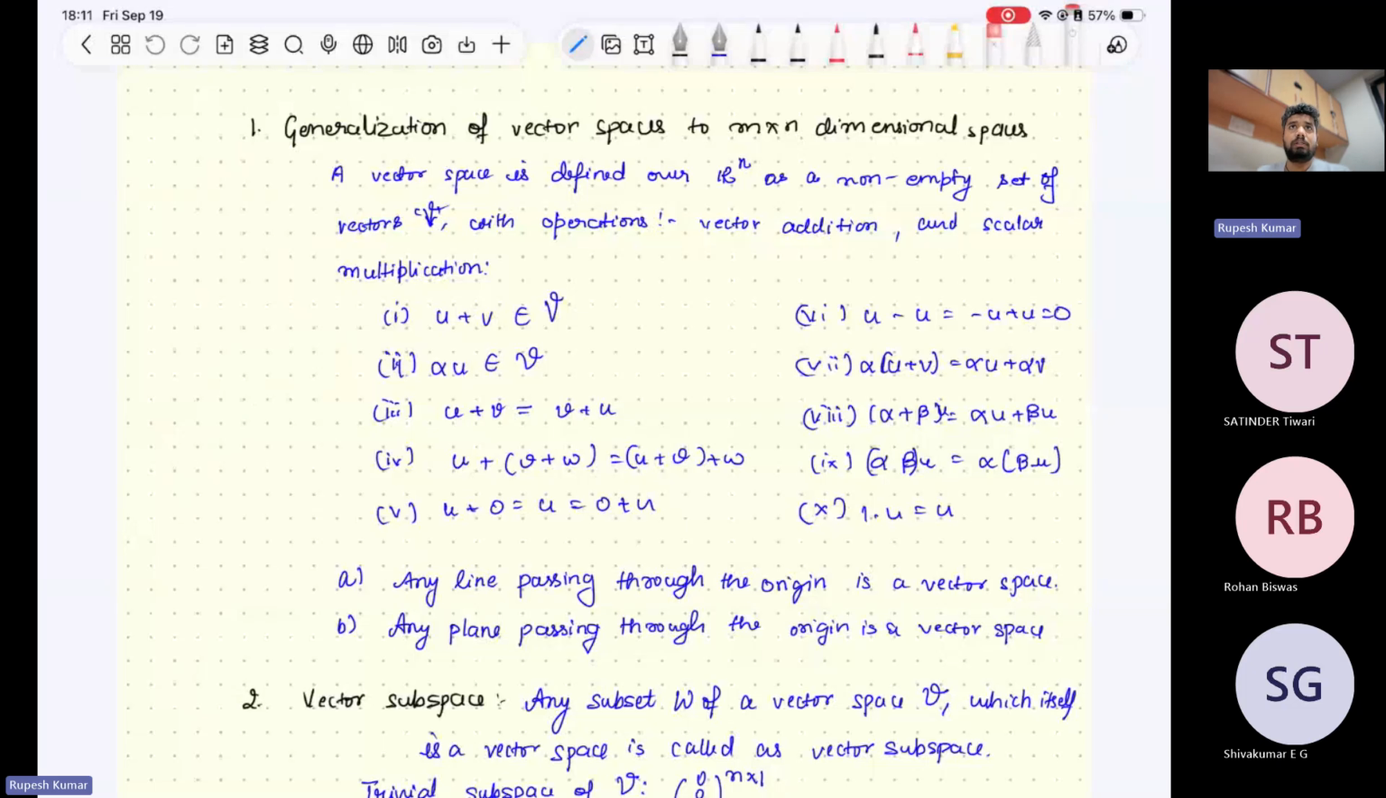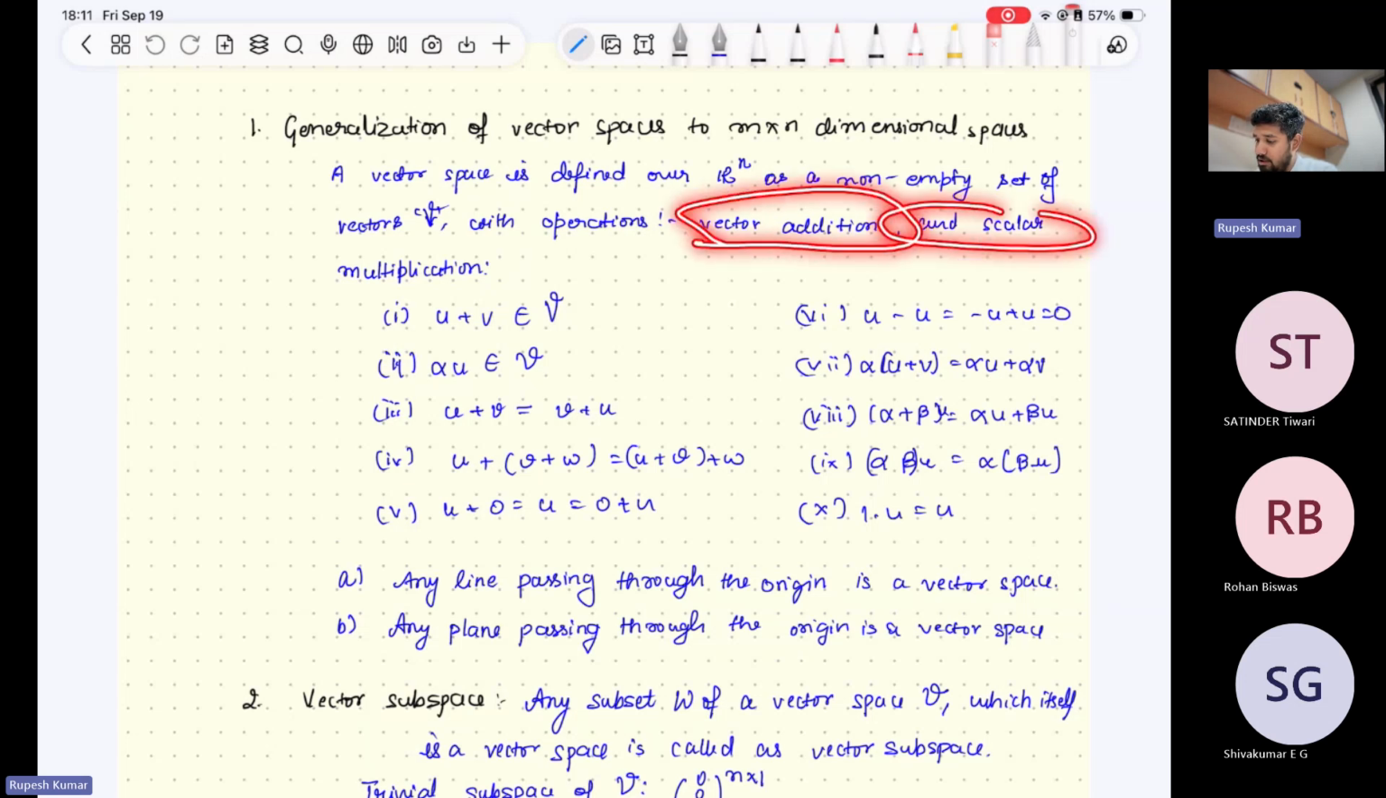We will see how the properties that are observed in 2 cross 2 as well as 3 by 3 matrices extend to general M cross N matrices also. You will see similar behavior for all the properties and theorems that we saw on all these kinds of general matrices also. Fine. So let's start. A vector space defined over R^n is a non-empty set of vectors with the operations vector addition and scalar multiplication.